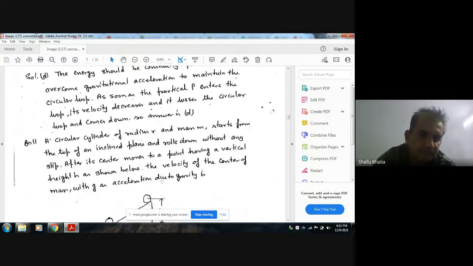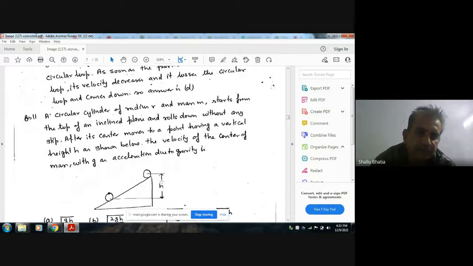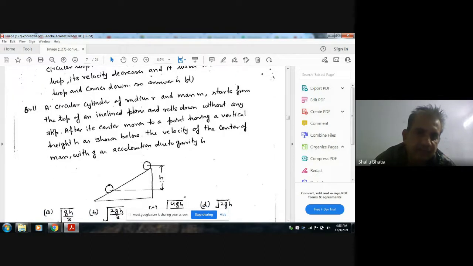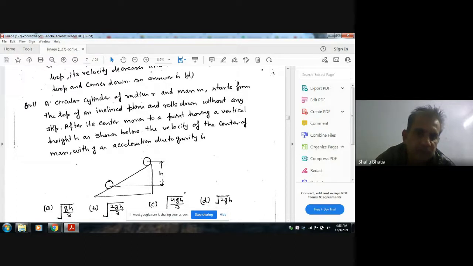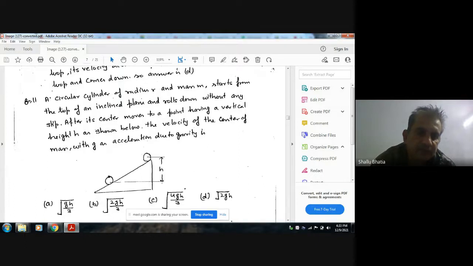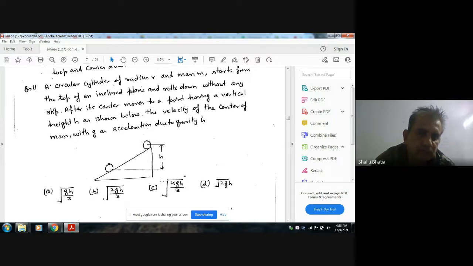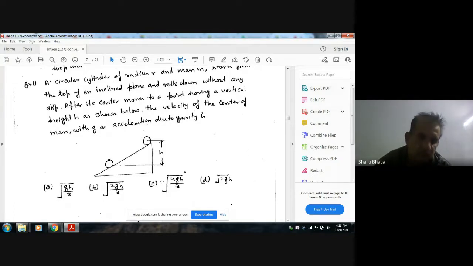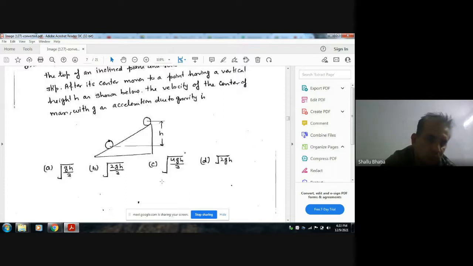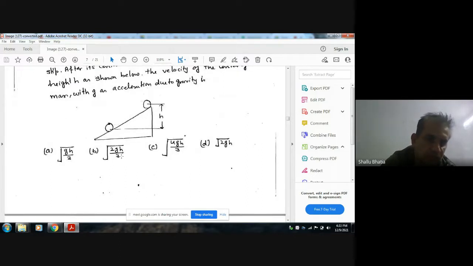Next, a circular cylinder of radius r and mass m starts from the top of an inclined plane and rolls down without any slip. After its center moves to a point having a vertical height h as shown below, the velocity of center of mass, with g as acceleration due to gravity, is: option A, root 2g by 3; option B, root 2gh by 3; option C, root 4gh by 3; option D, 2gh.